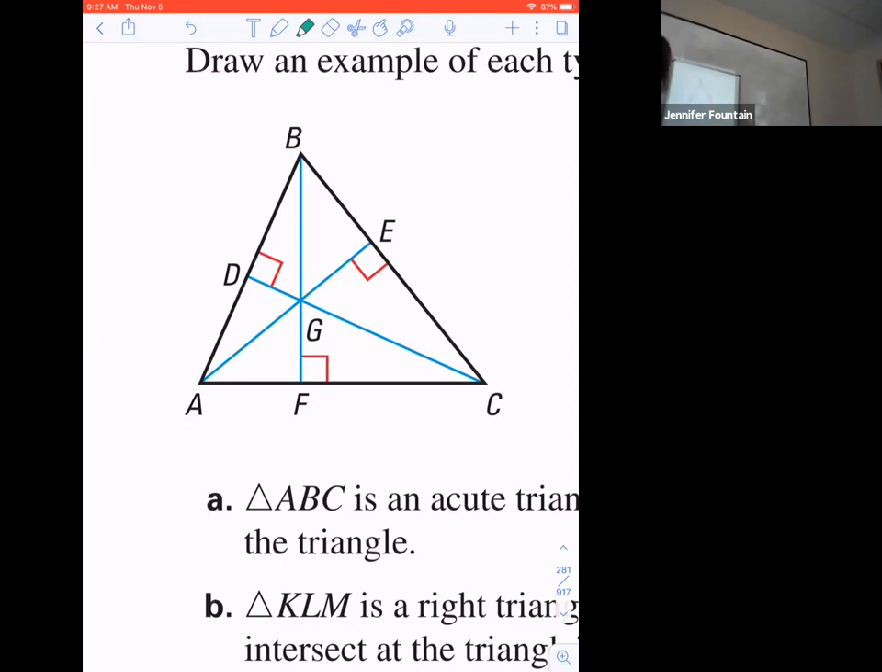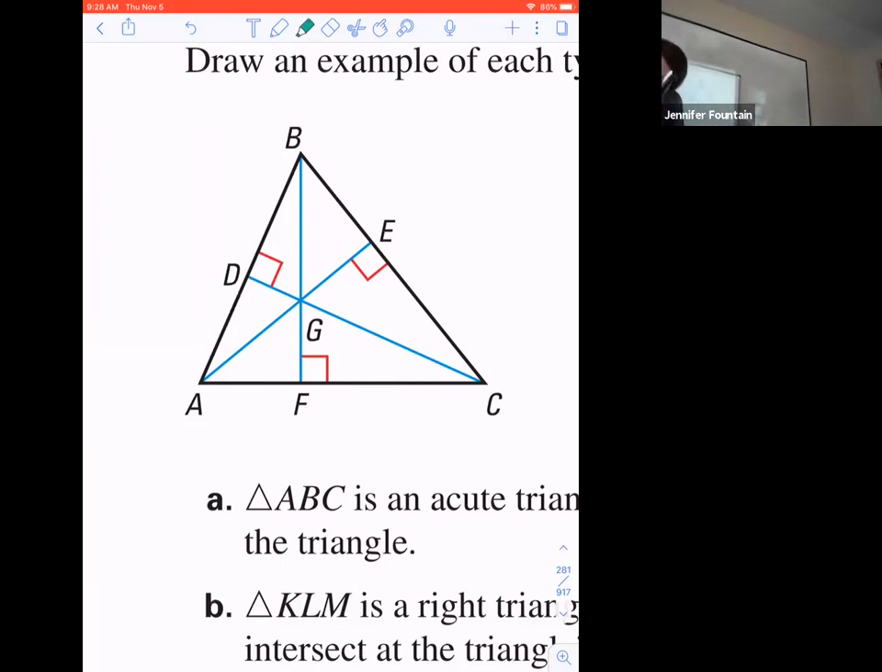Alrighty. So we just looked at the altitudes. We talked about how with our altitudes, they intersect at a 90-degree angle. Because they have to intersect at a 90-degree angle, they are not going to intersect at a midpoint, which means that where they intersect on each side will not be congruent. Okay, so that's going to be the biggest difference between a median and an altitude.